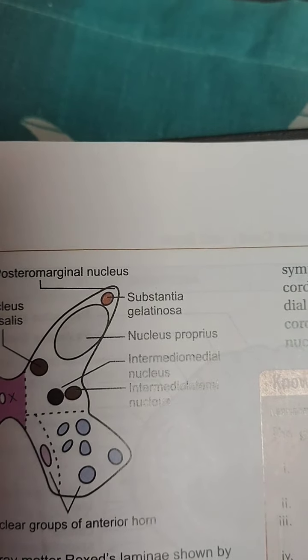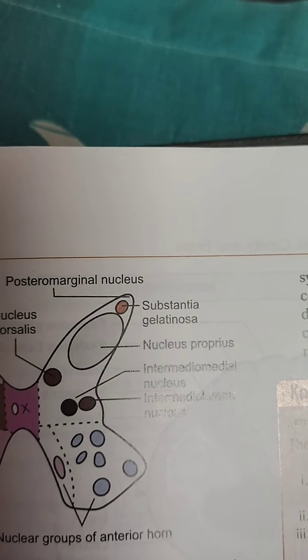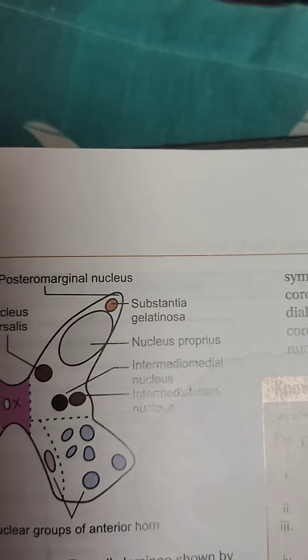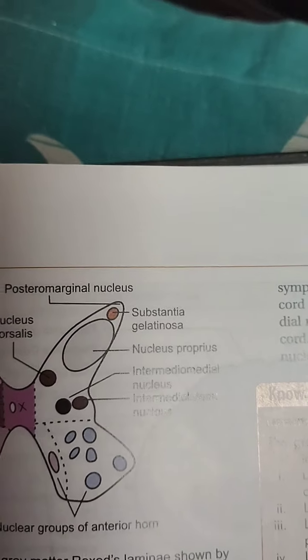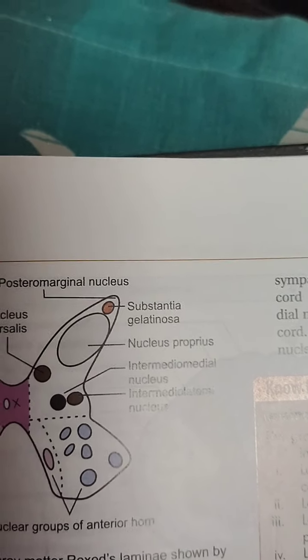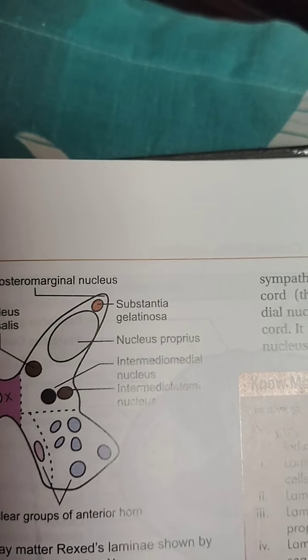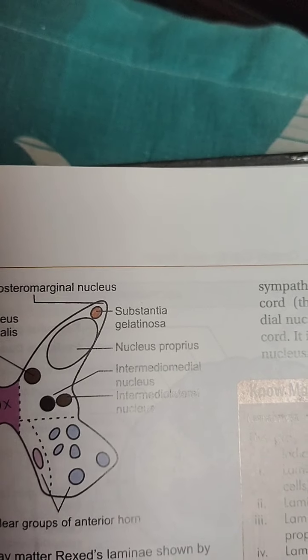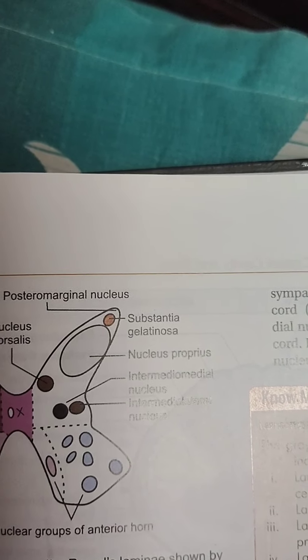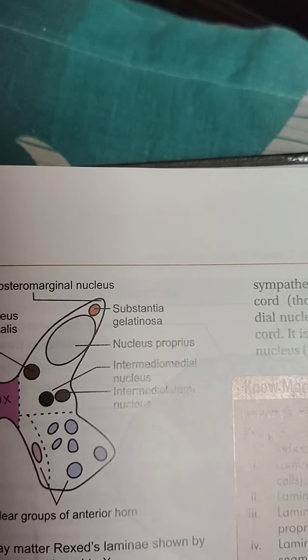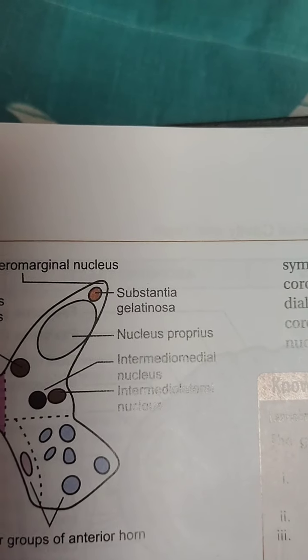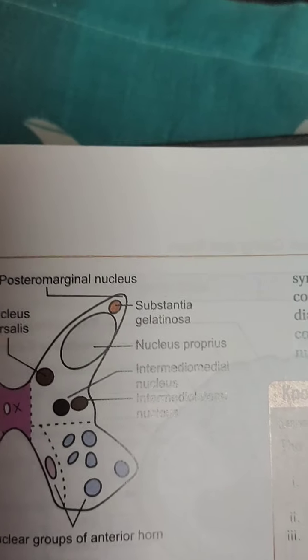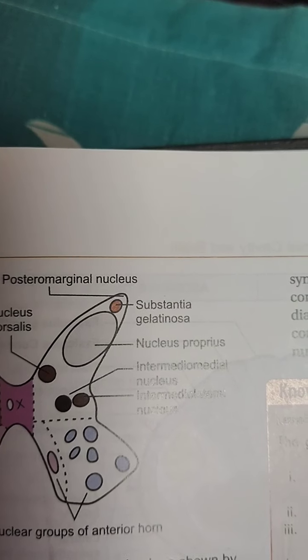It gives rise to three important tracts. So those second order neurons give rise to three tracts. They are the anterior spinothalamic, the anterior spinocerebellar, and part of the lateral spinothalamic tract. So anterior spinothalamic and anterior spinocerebellar tracts.